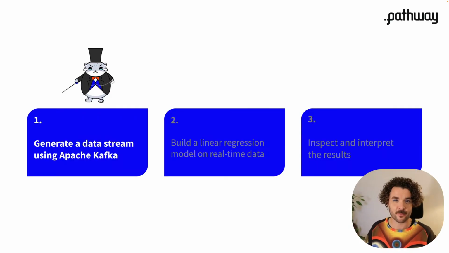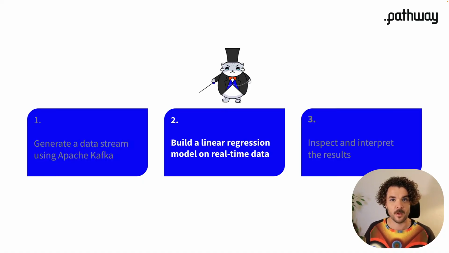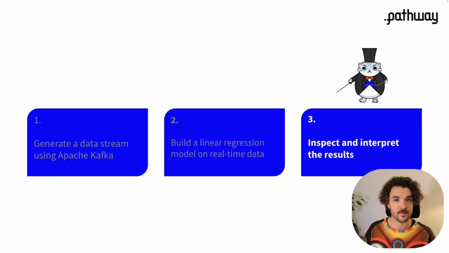All right, time for a quick recap. In this tutorial, we started out by generating a data stream using Apache Kafka. We then used Pathway to build a real-time linear regression model that could update itself every time a new data point arrived. And finally, we took a look at our results and created a visualization that shows the power of performing machine learning in real time.